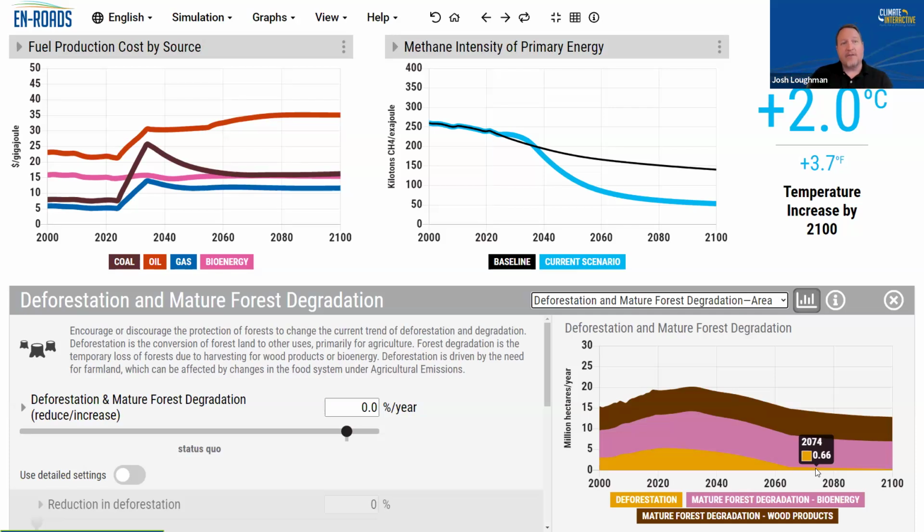But if you assume that, then that cropland has to come from somewhere, and some of it can come from other land, which is another category of land that we model, but most of it comes from forested land, and that will permanently change the state of that forest land to deforestation. Now, the other category is mature forest degradation.